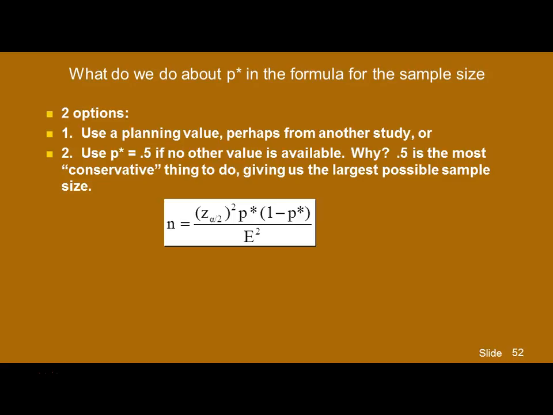0.6 times 0.4, for example, would be 0.24. 0.8 times 0.2 would be 0.16. All of those would be smaller than a half times a half. So since p star is in the numerator, that'll give you the largest possible sample size. So that's why we call it the conservative thing to do.